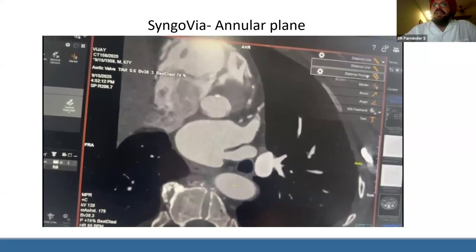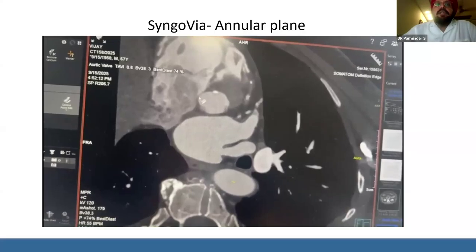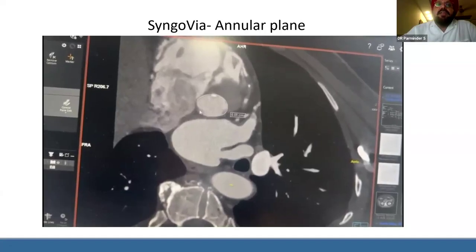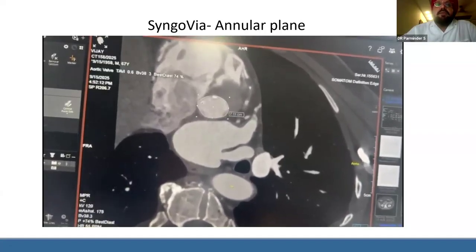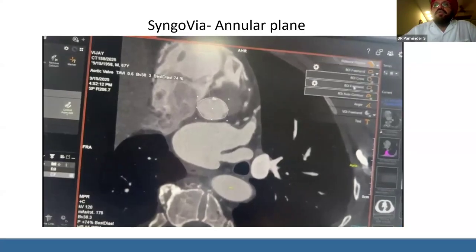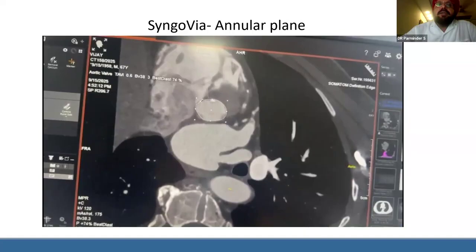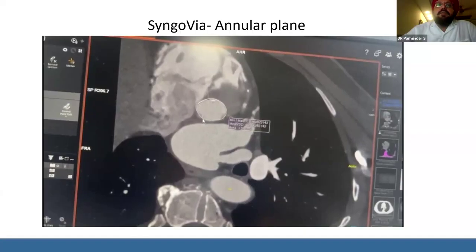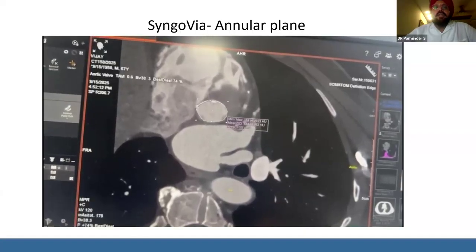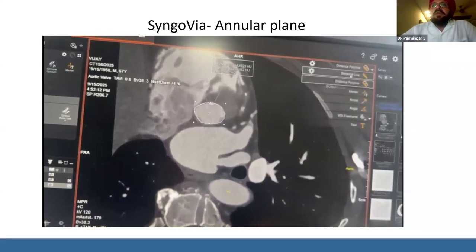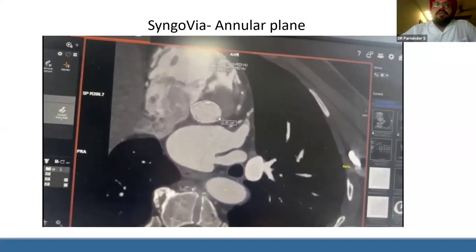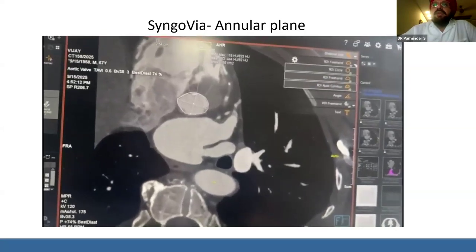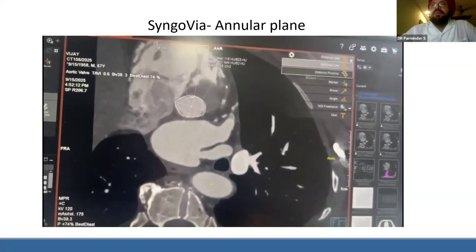Once this is done, we measure it. We can measure it with the various tools available in the machine. Here we are measuring the perimeter. Then you can use other tools to measure the area. This is the area measurement. So you have perimeter, you have area, from which you can derive diameters. Then we can take the two diameters, long diameter and short diameter, and average these two. So these are the annular measurements. This is what we want. For self-expanding valve, we use perimeter.